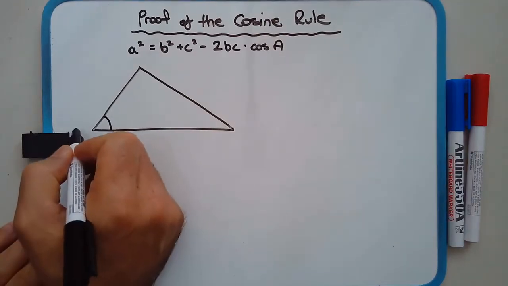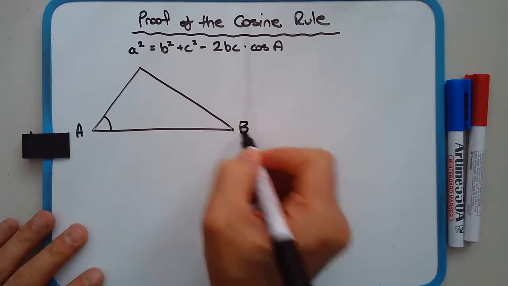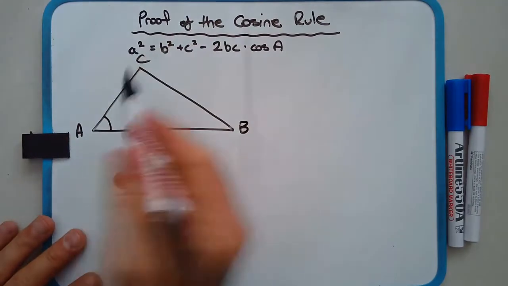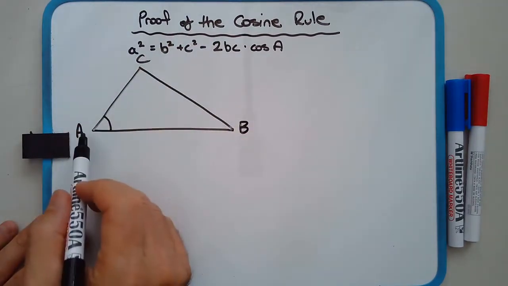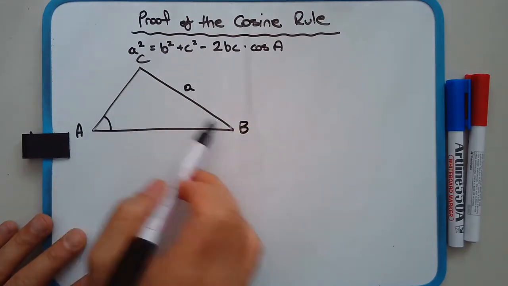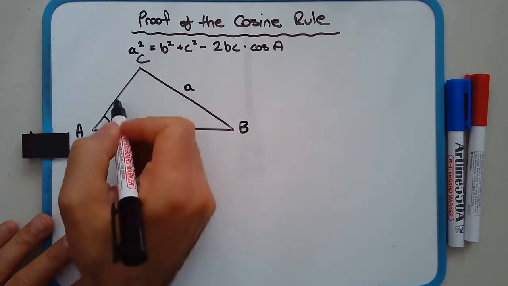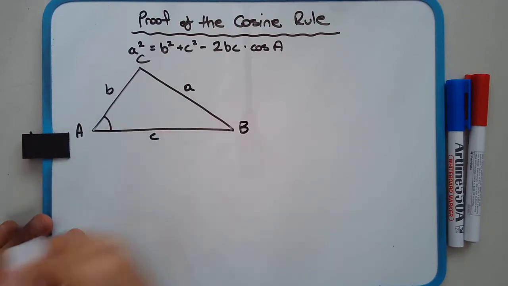Let's label the triangle first. So let's call that vertex A, vertex B, vertex C. Not that it really matters where the B and the C go, it's the A that's important. Let's call that side little a. Remember, the side-angle pairs need to be named appropriately. That's B and that's little c.